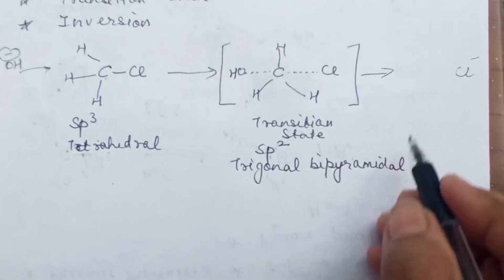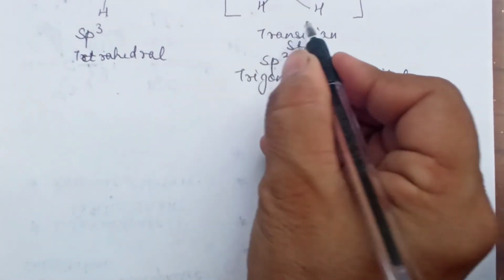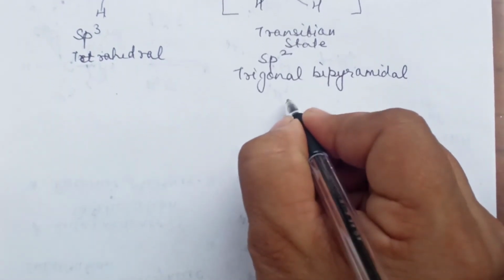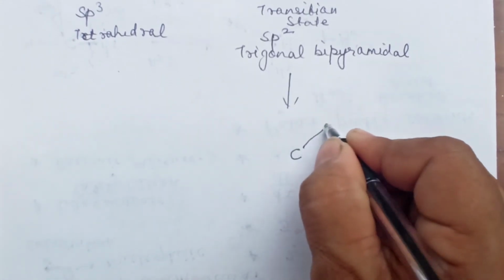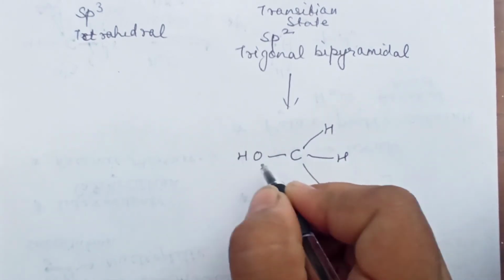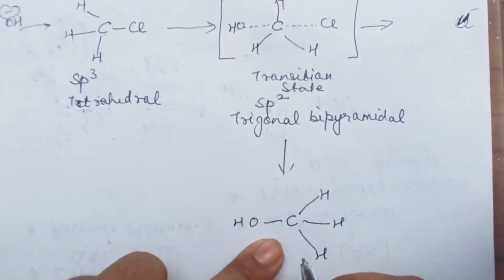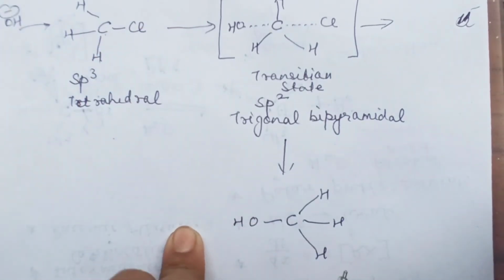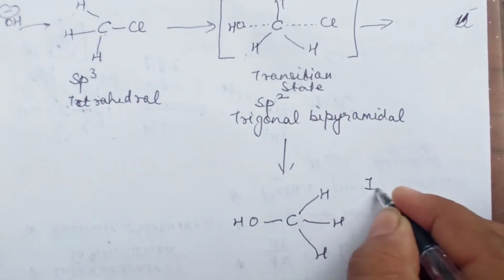Because of lack of space, I'll draw the product below. This was the sp2 hybridized state which we have drawn. Here, carbon has 3 hydrogens shifted to the other side, and on this side you get OH. Compare this structure with the earlier one. Cl was on the right hand side; now OH has come on the left hand side. These 3 hydrogens were on the left hand side; now they are on the right hand side. That means there is inversion.